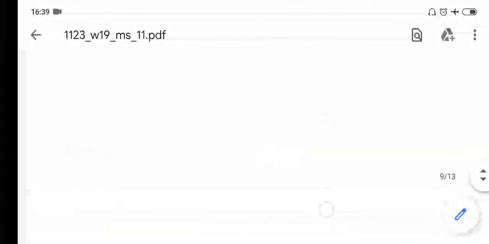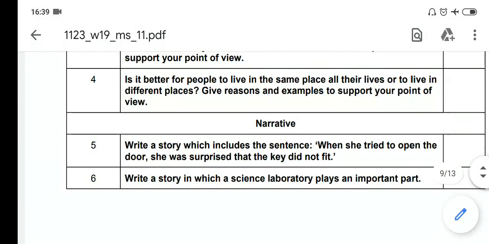Your task is this: there are 2 narrative essays, write on either of these, either number 5 or number 6, and make sure that you take care of the marking criteria, the examiner's expectations. And also watch my video on narrative writing that I am including in the description. That will be helpful for you too.